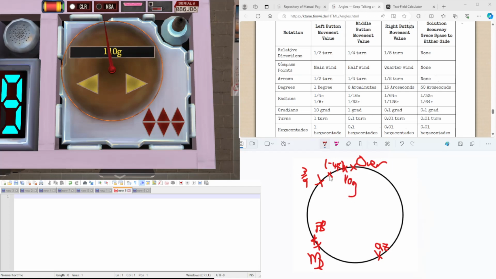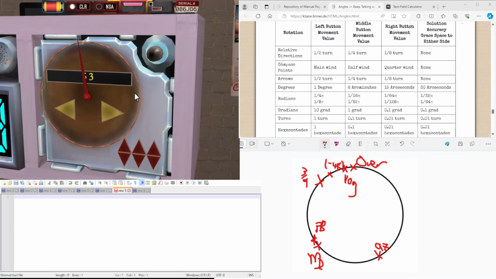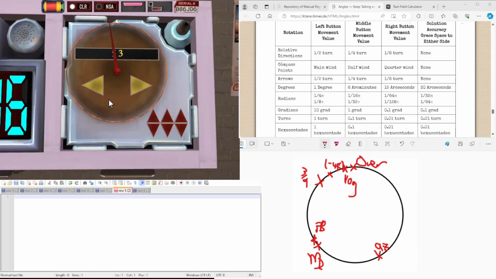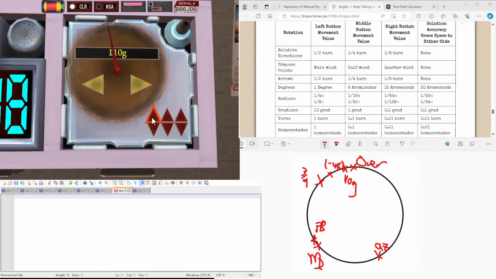How many do we have now? 1, 2, 3, 4, 5, 6, 7. Got 2 more, I think. Yeah. This one. Move this out of the way quickly.